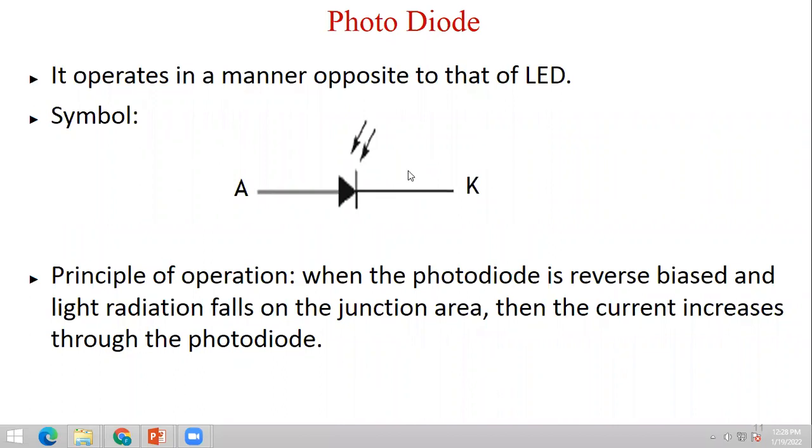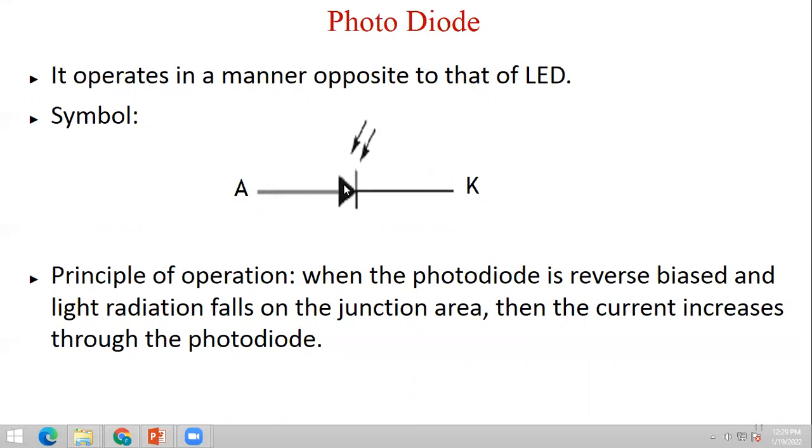Photodiode. This is the symbol of the photodiode. In the case of an LED, the arrows go outward from the diode, right? But in this case, the symbol has arrows in the opposite direction. These arrows represent the light that is going to be incident on the junction of this particular diode.